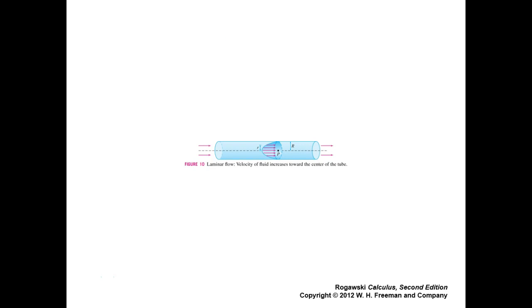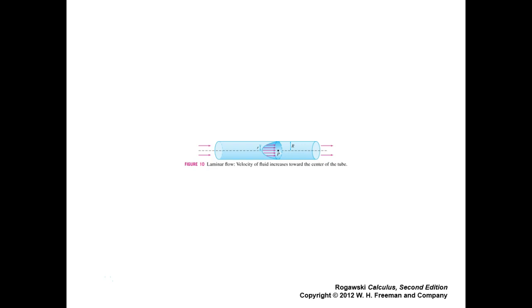The fluid coming into this is slowed down up here, its maximum flow is going to be right in the center. Now, it seems to me they should have taken this cone and turned it that way. That would have made more sense to me, but they turned it this way because they were looking at it from this end. Okay? This is called laminar flow. The velocity increases toward the center of the tube.